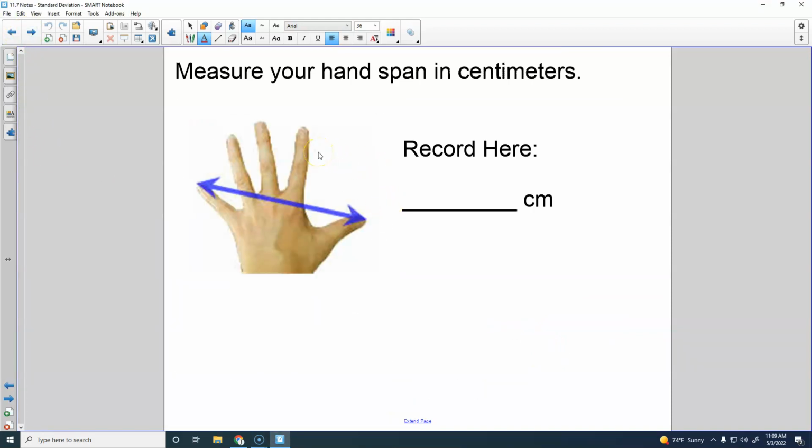I need everybody, with rulers, to measure your hand span. That's going to be the length across your hands. Let's do centimeters because they're easier to measure.